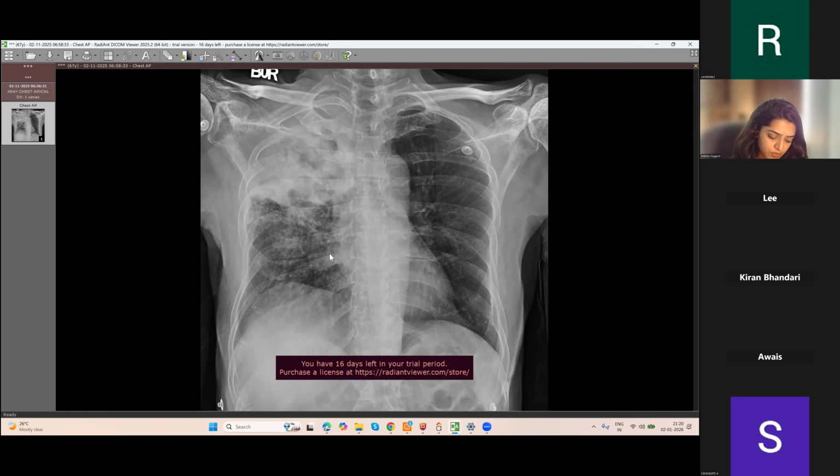I can see that there are internal bronchiectatic cavities also seen within it, and it is also causing mild bulging of the fissure as well. I'm thinking in the line of a chronic granulomatous infection like tuberculosis.